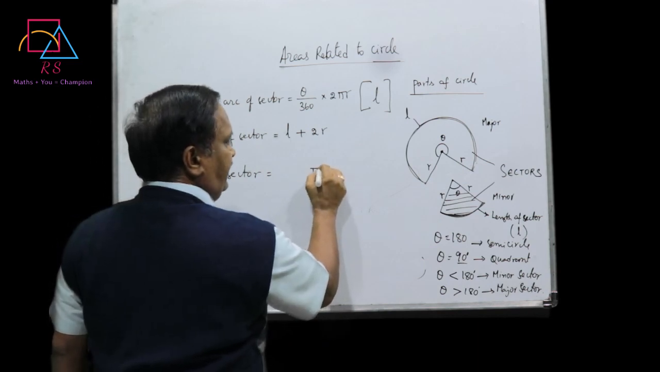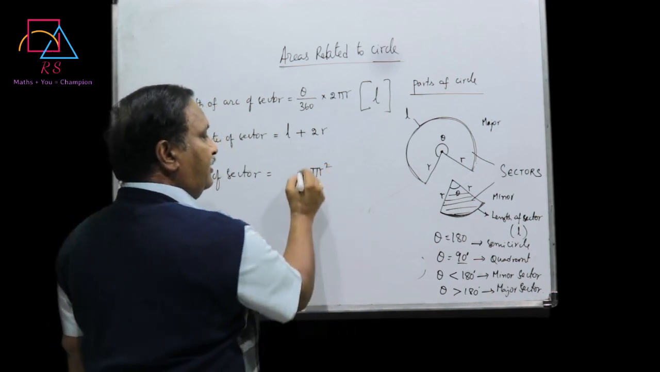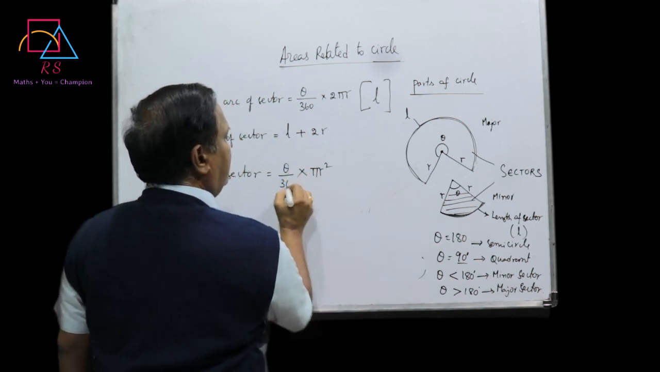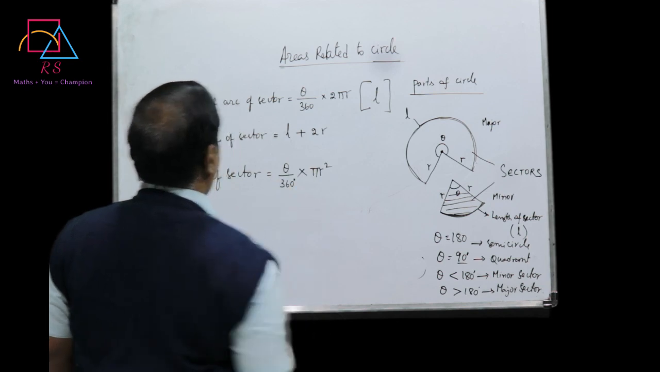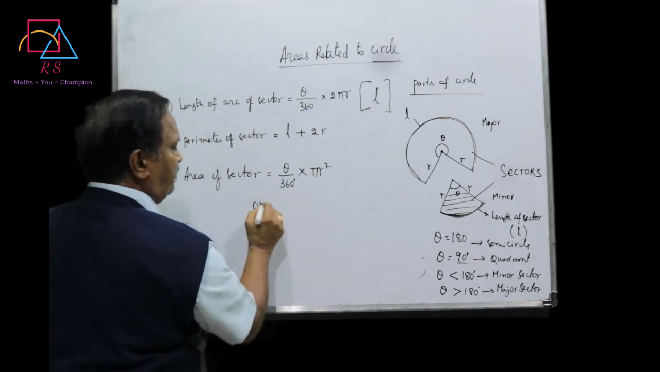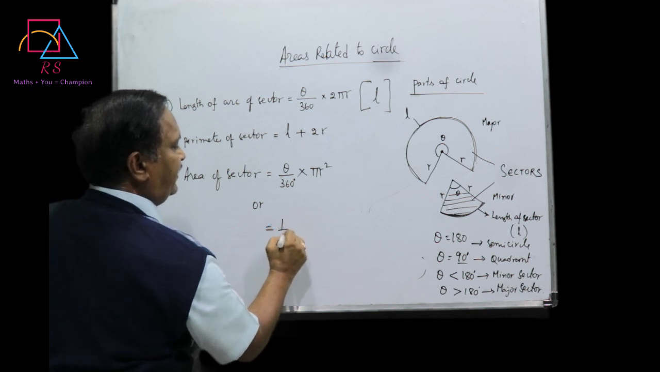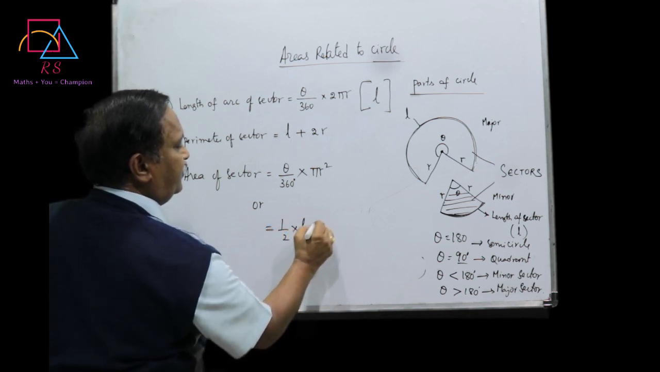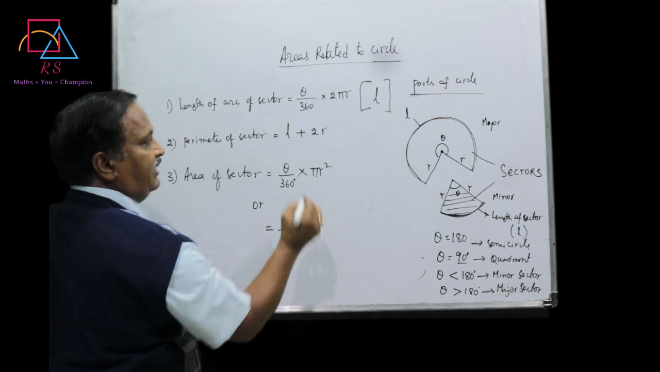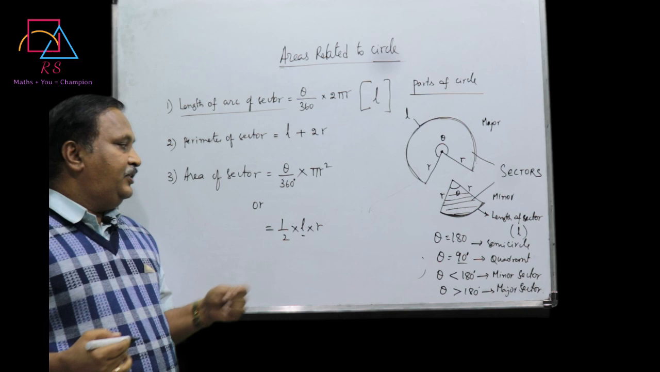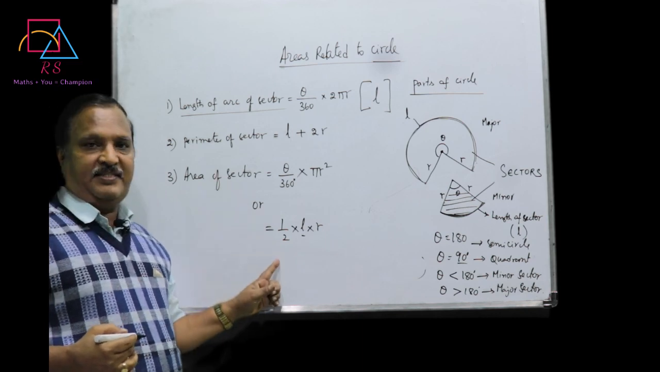Circle area is pi r square. And what is that part? It is theta upon 360 degrees. You have one more formula for area of sector, which is nothing but half into L into R. L is nothing but length of arc. So this is about the sector.